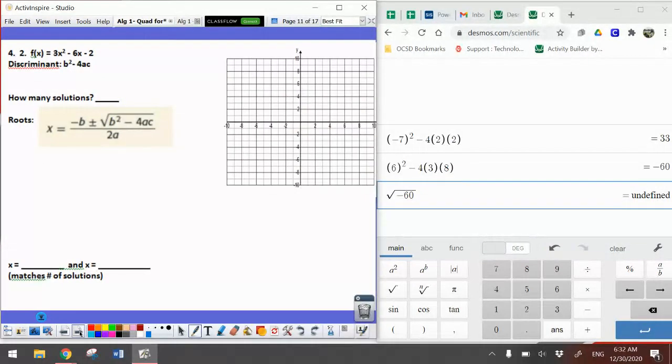Okay, why don't you hit pause, see what you can do with this one. See if you can determine how many roots we have, and if there are roots, find them, and go ahead and sketch your graph.